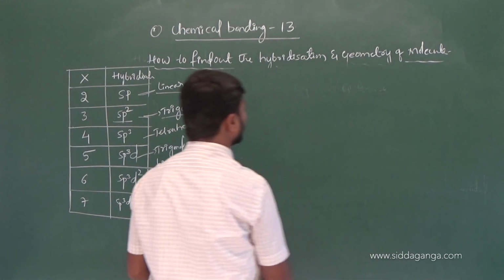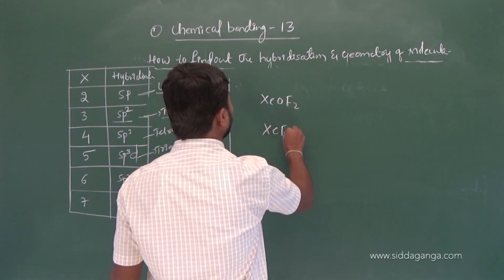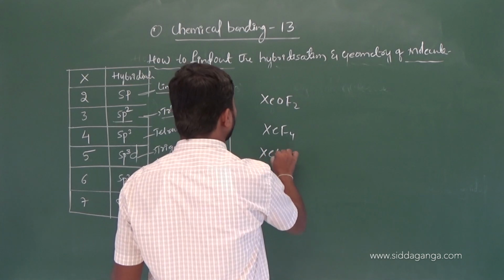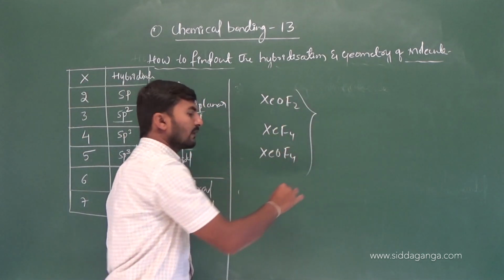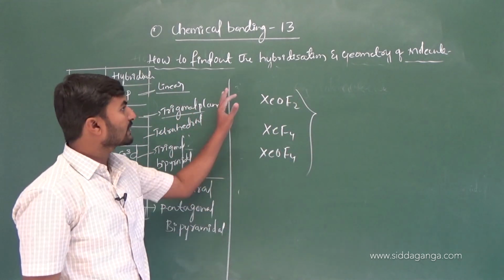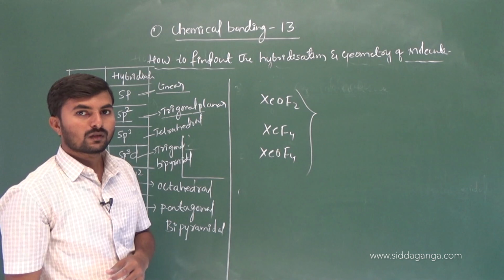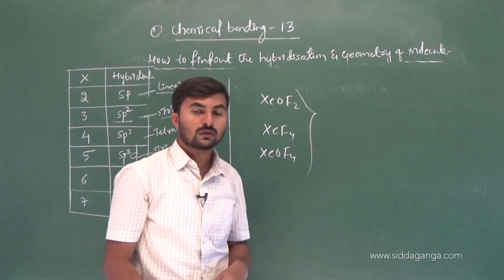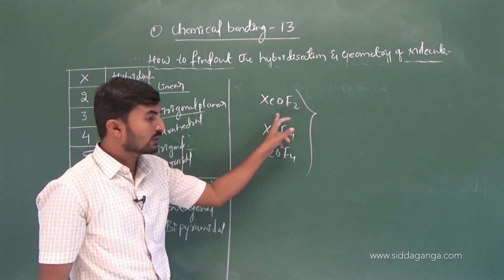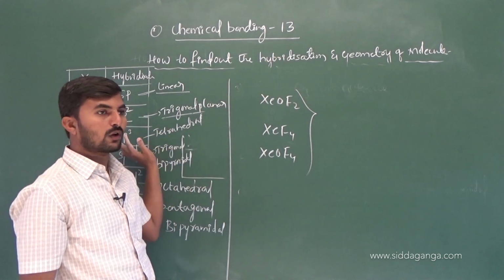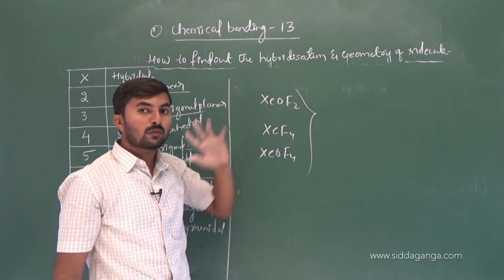If you take examples of XeOF2, XeF4, XeOF4, if such structures are given, we do not know their structures. In such cases, how to calculate the hybridization? How to calculate the value of X? How to find out the geometry of the molecule? We do not know the structure at all. If we know the structure of this molecule, we can easily predict its hybridization by using this formula. But if we do not know the structure of the molecule, then the problem rises.